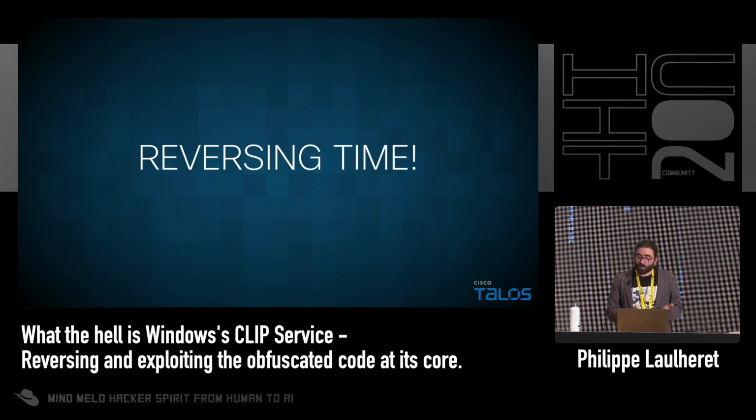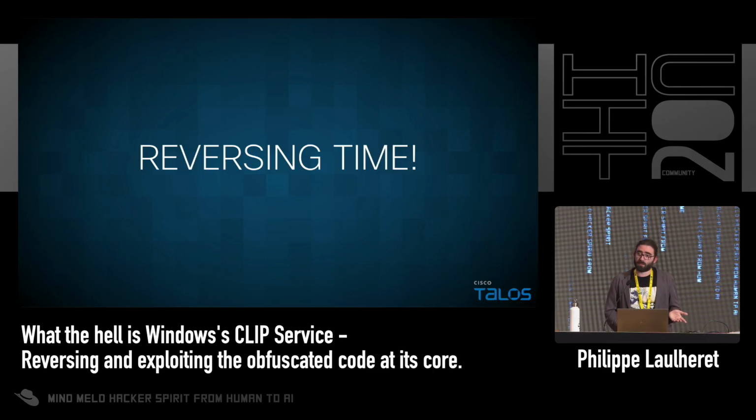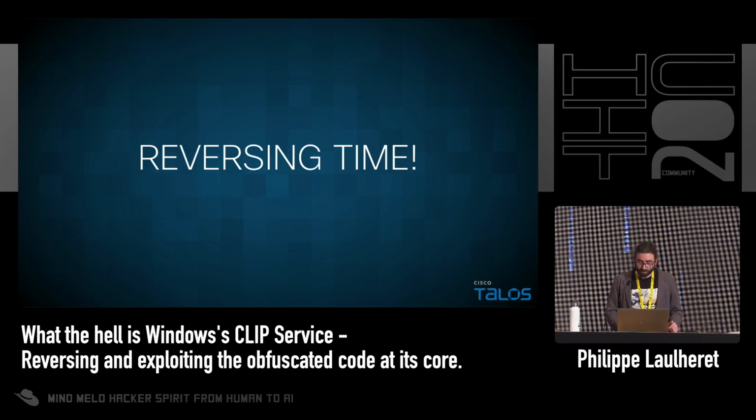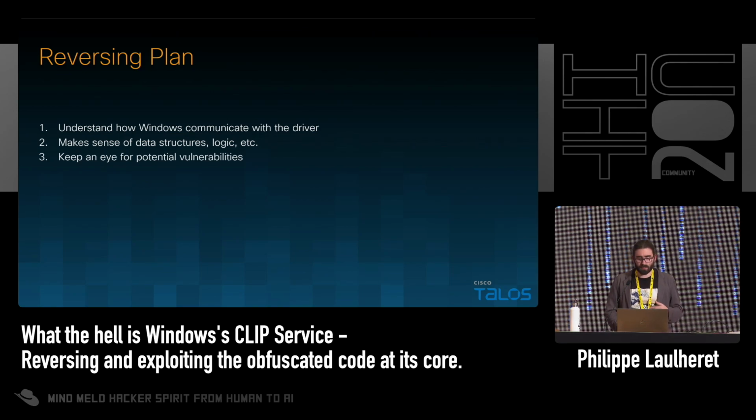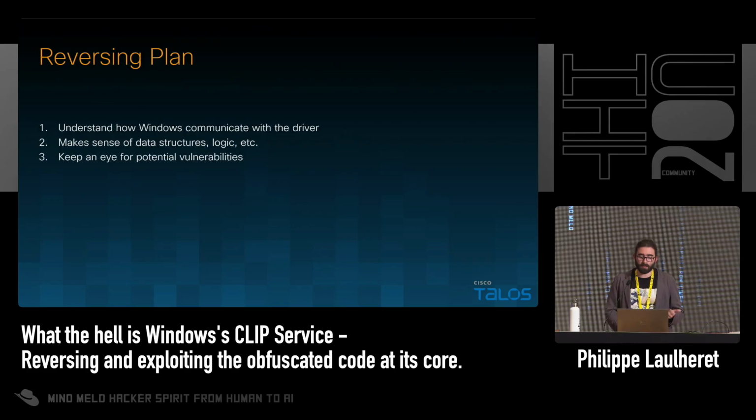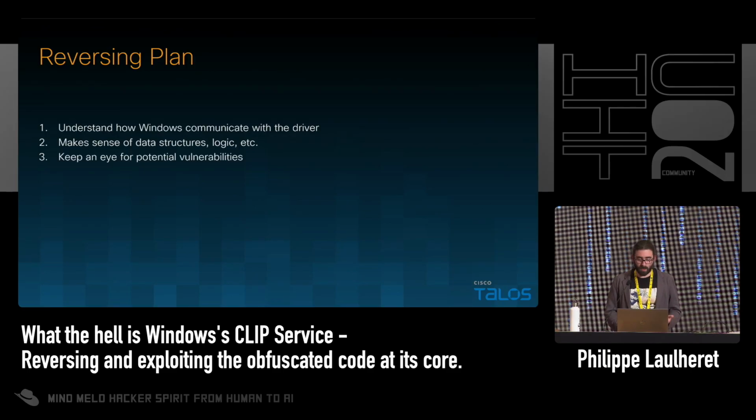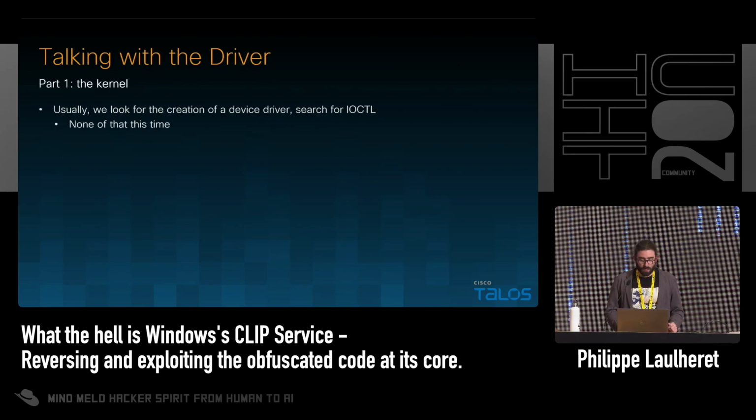Okay, so we were able to deobfuscate the stuff, so now we can actually start doing the real work, which is reversing it. The plan for that usually is we want to understand how Windows communicates with the driver, because that's how we're going to communicate with it, and it's also the attack surface that's being exposed by the driver. But in parallel, we also want to reverse the stuff, understand the data structures, the logic, etc. And in the meantime, try to keep an eye out for potential vulnerabilities, because that's the end goal, looking for vulns. So how do we talk with the driver?